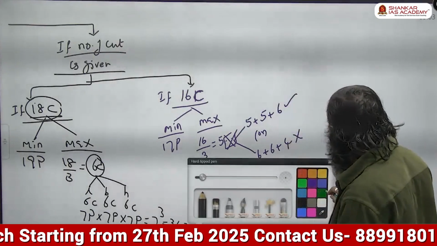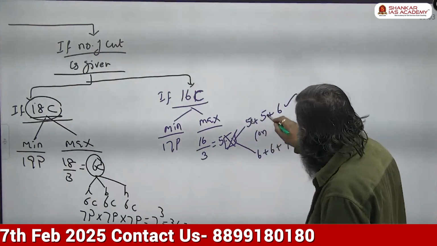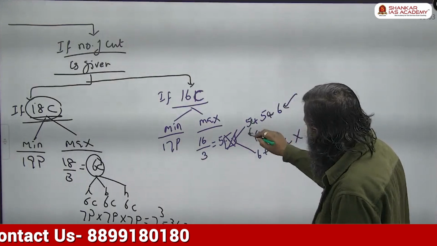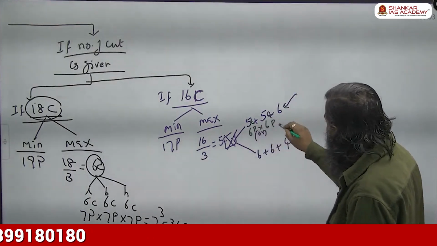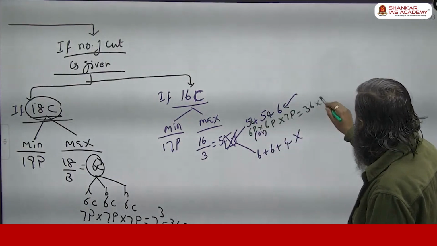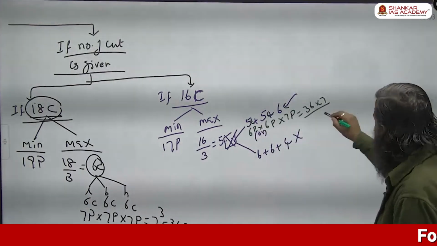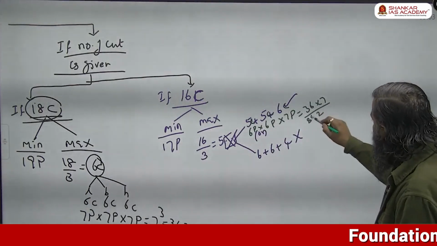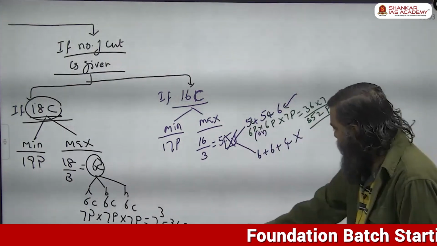5 cuts means how many pieces? 6 pieces. And 6 pieces, and 7 pieces. 6 into 6, 36, into 7. What will you get? 6 sevens are 42. Balance 4. 21, 25. Did you understand?